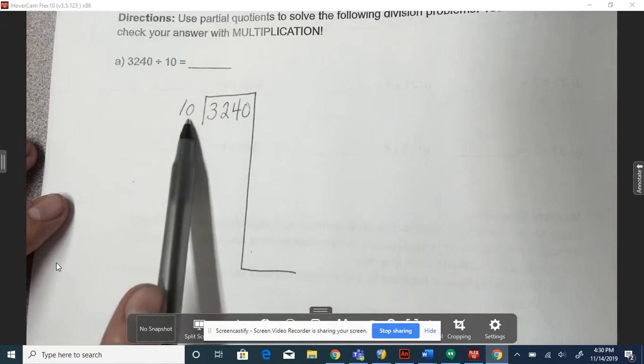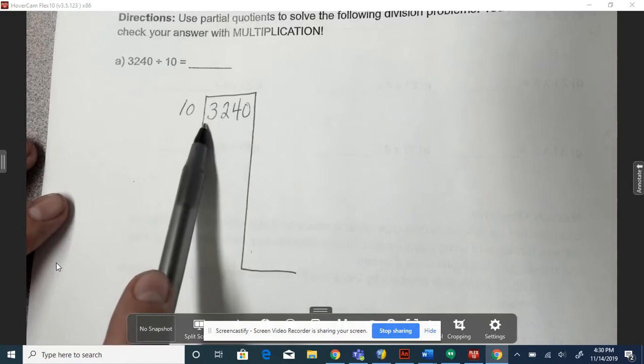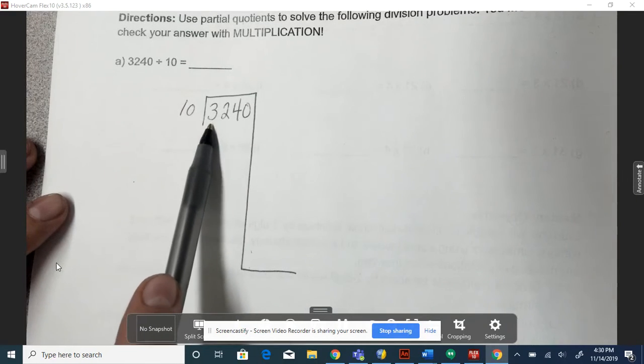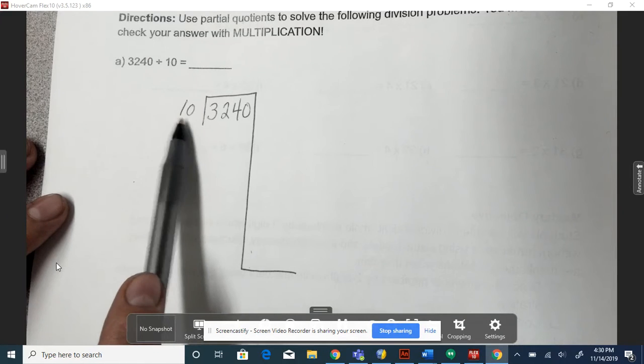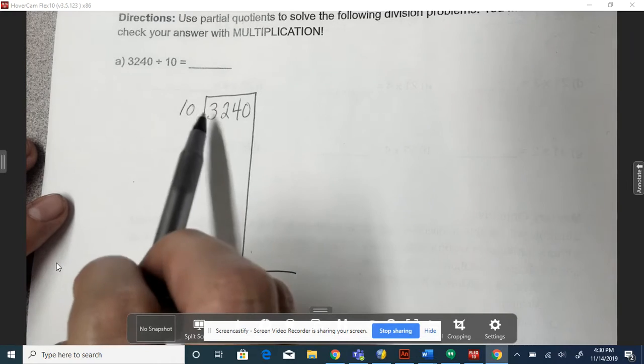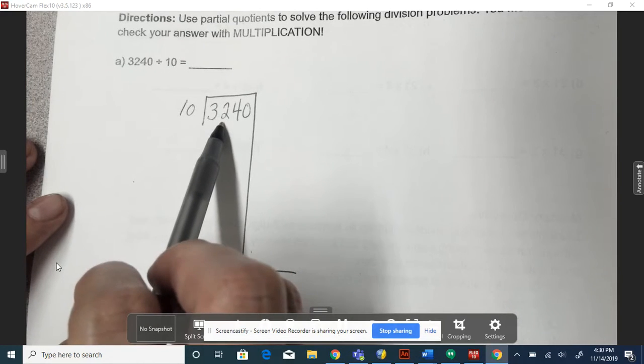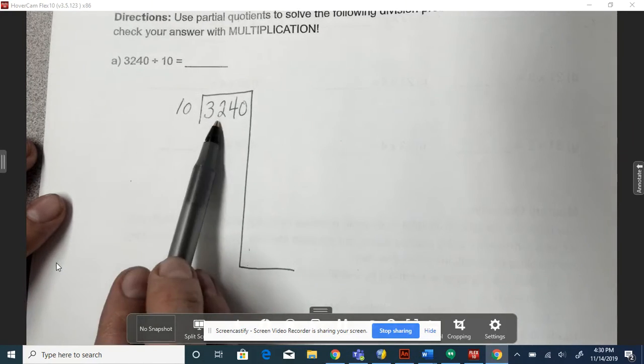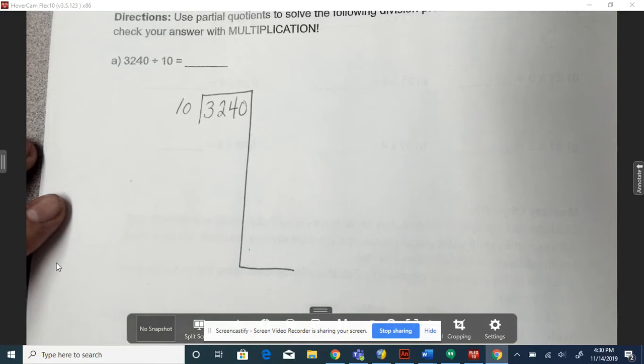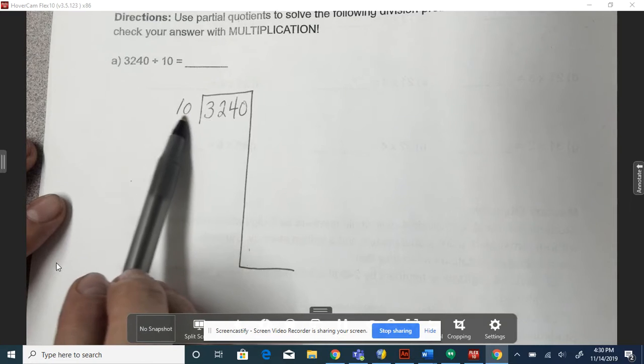So to start, I've written 3,240 inside my partial quotient symbol, and I put 10 because that's my divisor on the outside. I'm going to start in my thousands place. I see I have 3 thousands. I can't split 3 thousands into 10 equal groups, so I'm going to look to see how many hundreds I have. In my entire number, I have 32 hundreds. Well, let me see, 32 hundreds, I can split that up into 10 groups.